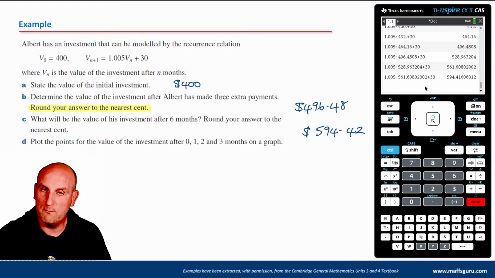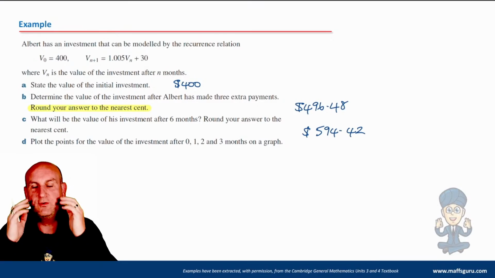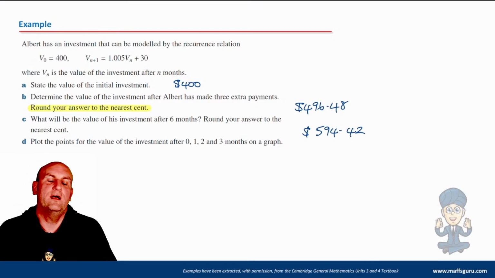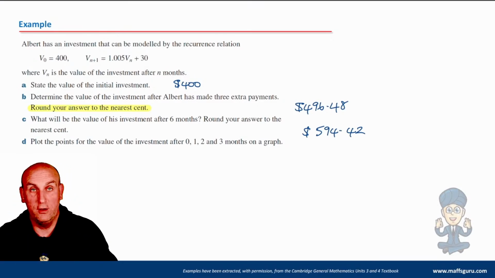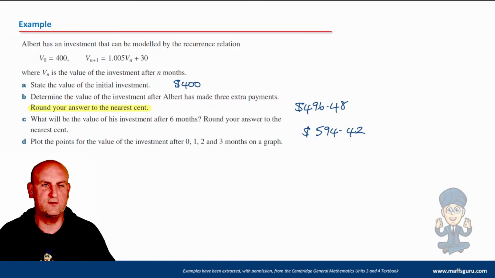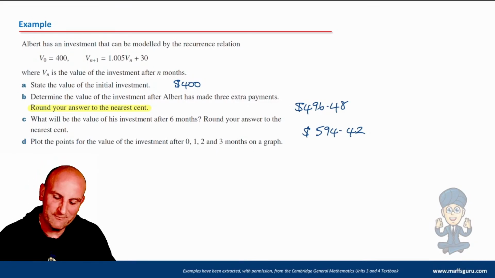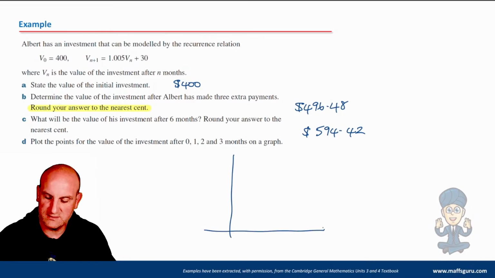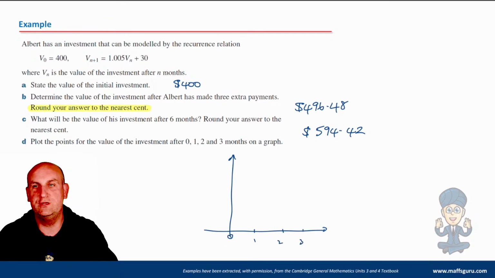And I have known many people turn around and go, oh, I don't know how to round. Well, okay, I'm sorry about that. Learn, right? You're old enough now. Oh, I feel like I've just told you off. Learn. Plot the points for the value of the investment after 0, 1, 2, and 3 months on a graph. Probably not going to spend too much time doing that. But ultimately, you have to make sure you have 0, 1, 2, 3 months on your graph and make sure that you do it accurately.